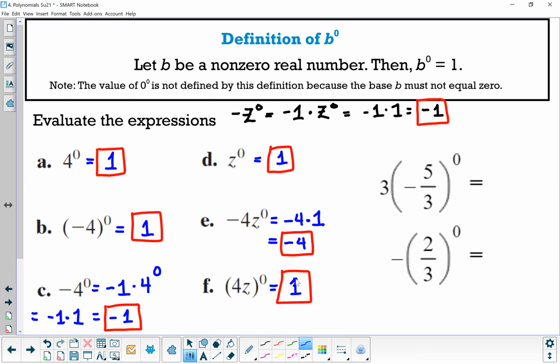Okay, now we have our 2 examples off to the side here. We have the 3 parentheses, -5/3, close parentheses to the 0 power. Okay, so everything in parentheses is being taken to the 0 power. So the -5/3, all of that to the 0 power equals 1. So we have 3 times 1, and then that equals 3.